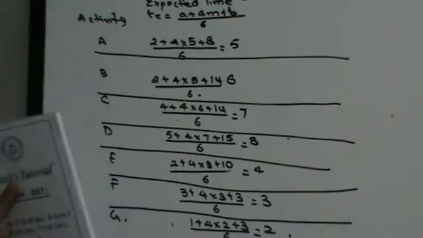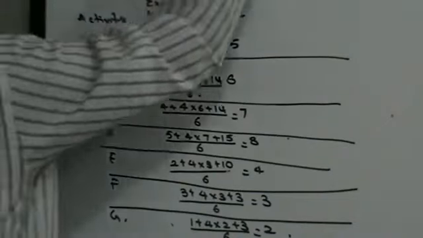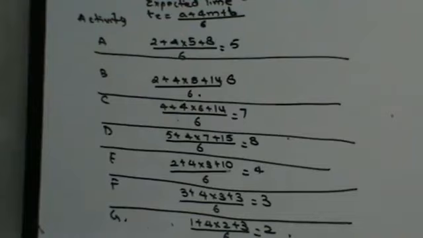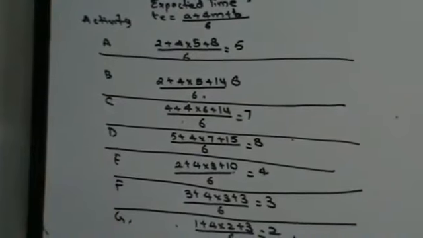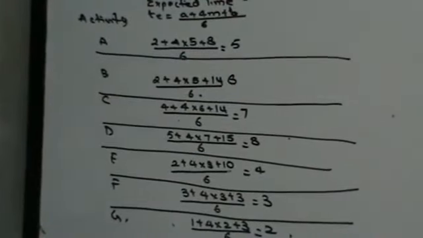Fine. Optimistic time is represented, guys. If you want, I'll write this representation here. Optimistic time is represented as A, most likely time is represented as M, and pessimistic time is represented as B. So that's how I got the different timing, right?